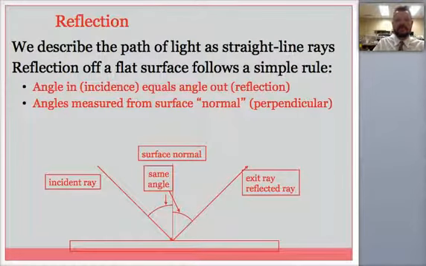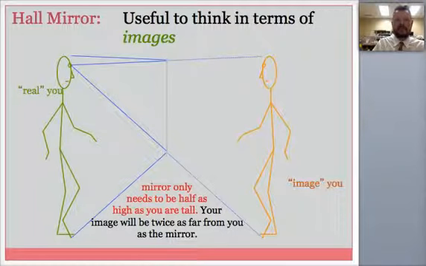So reflection, we describe the path of light as a straight line ray. Reflection off a flat surface follows a simple rule. The angle in, or the angle of incidence, equals the angle out, or the angle of reflection. Angles are measured from the surface normal, or perpendicular to the surface. Hall mirror, it's useful to think in terms of images. A mirror only needs to be half as high as you are tall. Your image will be twice as far from you as the mirror.